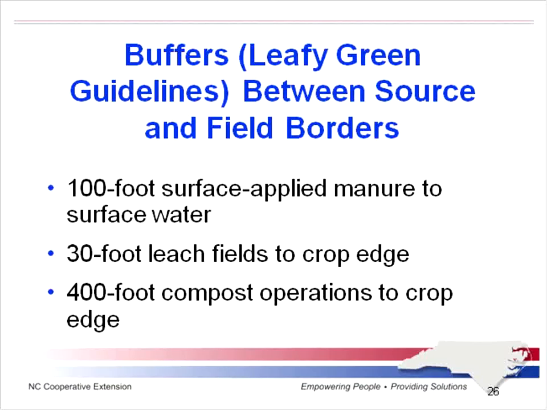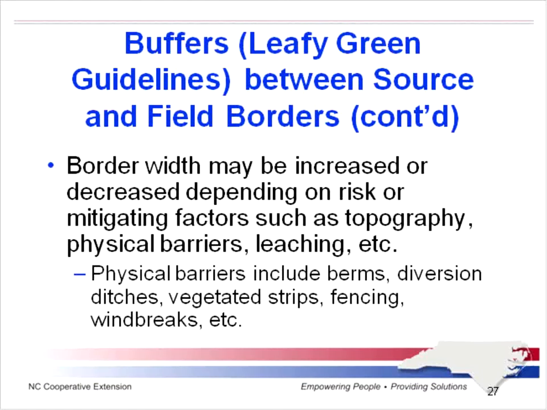The numbers you see here refer to the border between fields and water sources. For example, a 100-foot area between surface applied manure and surface water, a 30-foot leach field from the crop edge, or a 400-foot border from compost operations to the crop edge. Border width may be increased or decreased depending on the risk or mitigating factors.